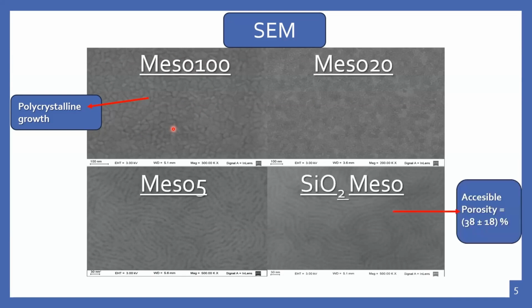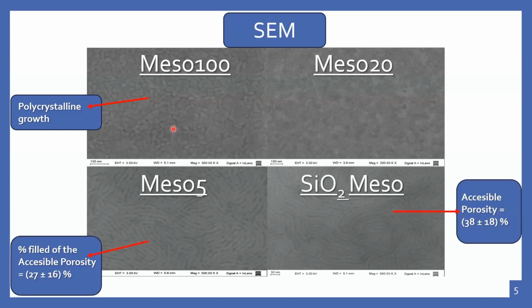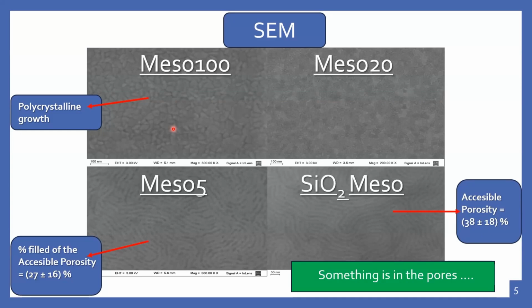And if we measure the accessible porosity by X-ray reflectometry, we find that 38% of these pores are empty and available to be filled. If we do the same for meso 5, we found that 27% of that accessible porosity is now filled with something.